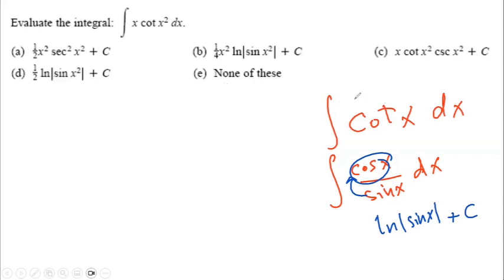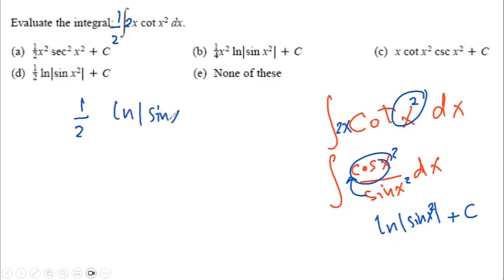So when you try to change the angle, if you make it like x squared, you need the derivative of the angle out there. So you need 2x, so that you can say it will be ln sine x squared. Exactly, here we have x, so again we multiply and divide by 2. So that's half ln sine x squared. So option D once again.